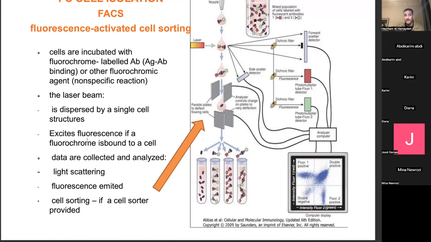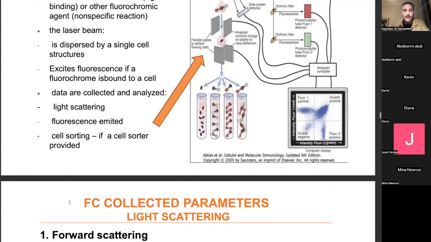It excites fluorescence if a fluorochrome is bound to the cell. The complex, the fluorochrome is there. Boom, when light hits it, it shines. It becomes fluorescent. Data is collected and analyzed by light scattering and fluorescence emitted, and then we actually sort those cells according to the fluorescence that they emit. Okay? It's just a general idea.